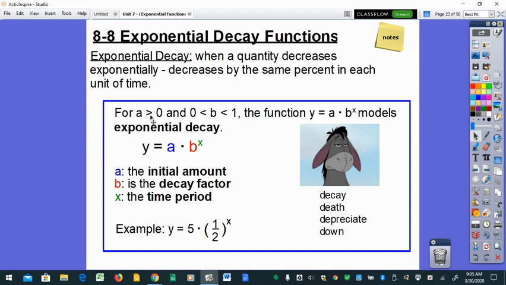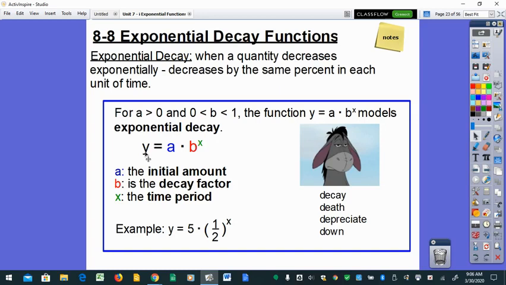Now, our start amount obviously has to be greater than zero. Otherwise, a negative number wouldn't really make sense, and if you multiply by zero, this whole thing would get taken out. Today, our factor is going to be between 0 and 1, so it's less than 1. And that's what's going to clue us into things going down rather than increasing.